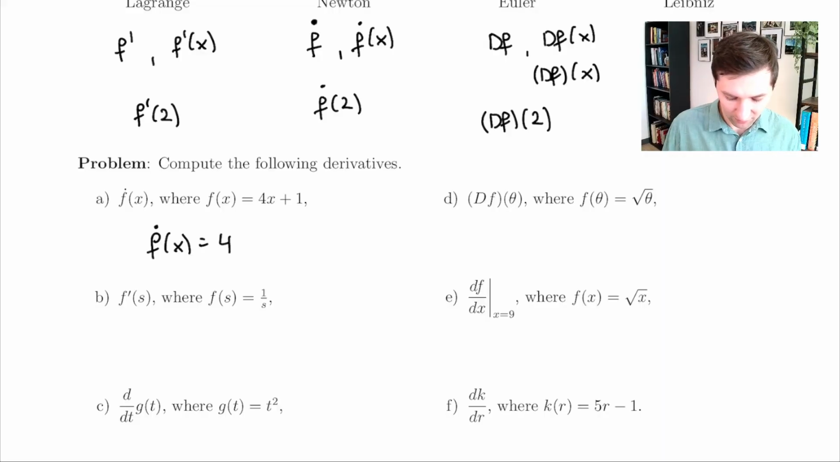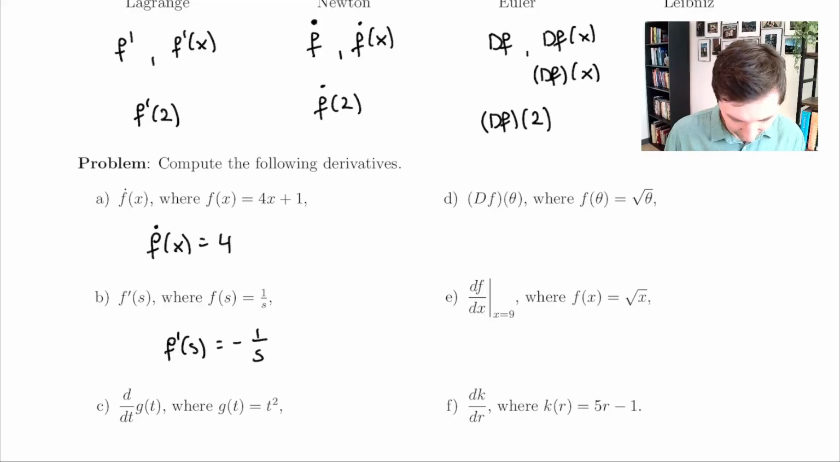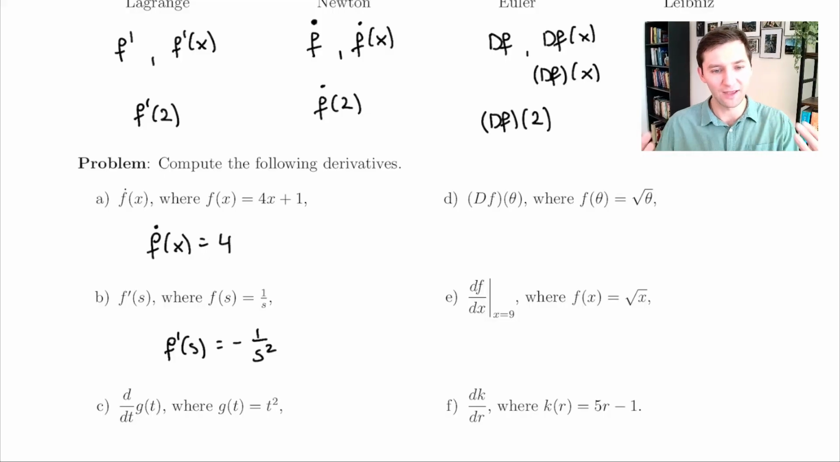For part b, I'm given Lagrange's notation. I must find the derivative of f, where the variable is s, of the function 1 over s. We know that the derivative of that is negative 1 over s squared, which we know from the first exercise today.